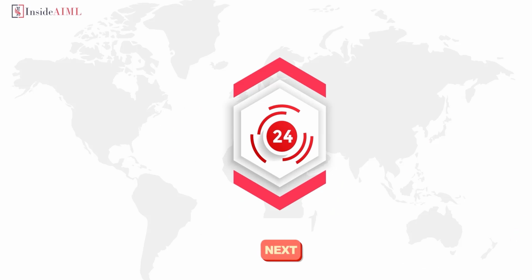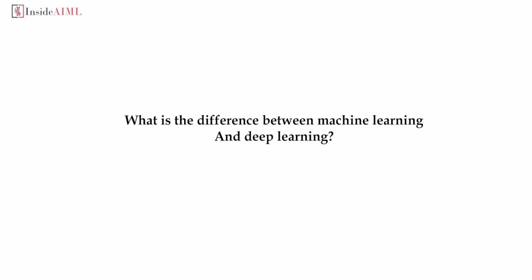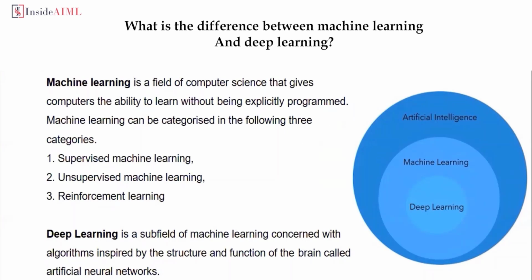Now, the last one. What is the difference between machine learning and deep learning? Machine learning is a field of computer science that gives computers the ability to learn without being explicitly programmed. There are different algorithms which take the data, you specify the dependent and independent variables, and it trains itself on that so that it can predict the future outcome. They are classified into 3 categories: supervised learning, unsupervised learning, and reinforcement learning.